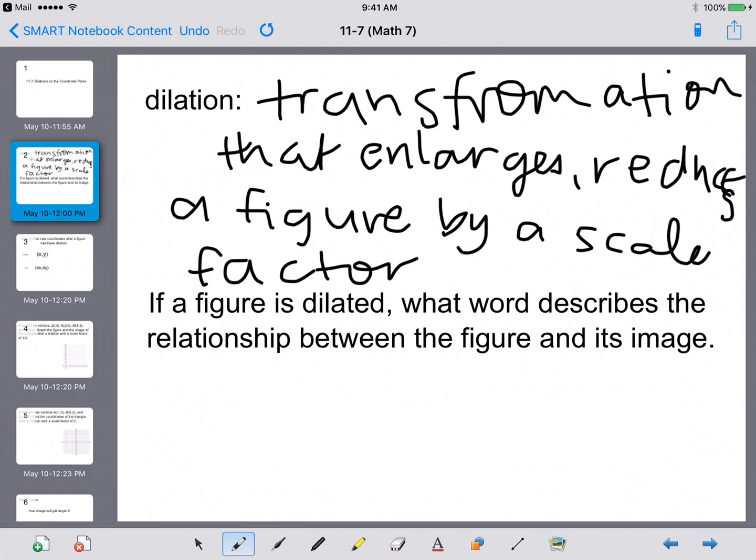So if a figure is dilated, what words could we use to describe the relationship between a figure and its image? So with our rotations and our translations, and yesterday, or in our last lesson, I should say, we were proving congruency. We were proving that they were congruent, that they were the same. Well, now, making something bigger or smaller, they're not going to be congruent anymore, but they are going to be similar.